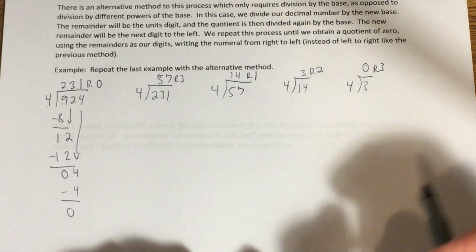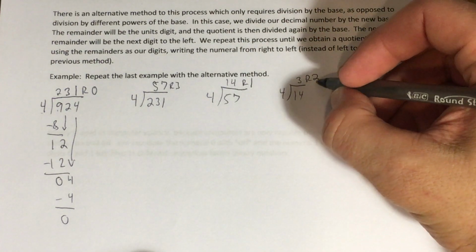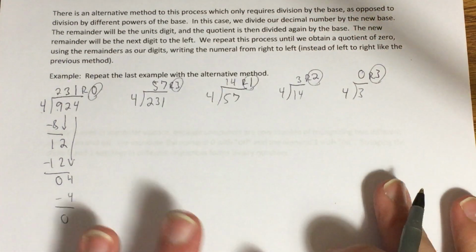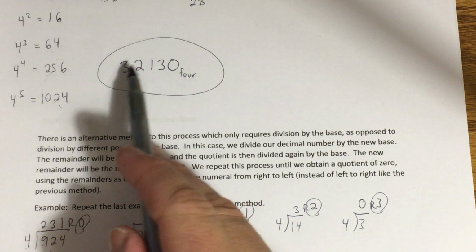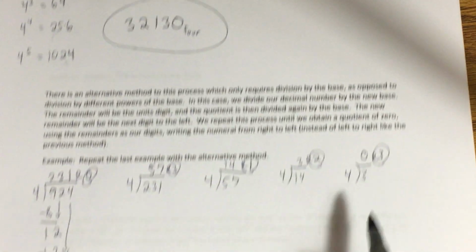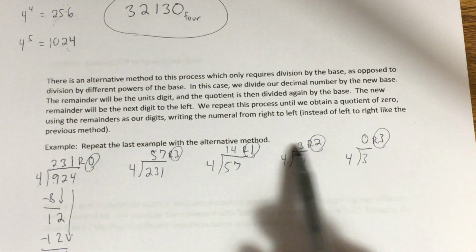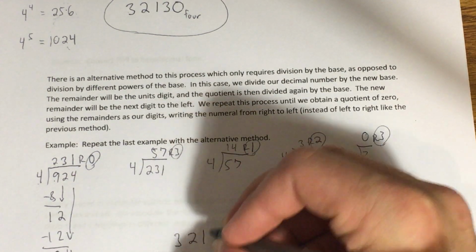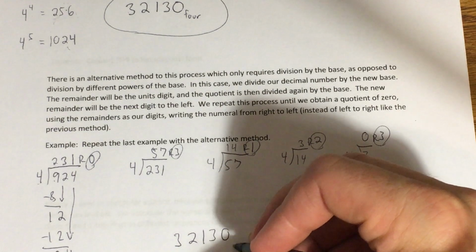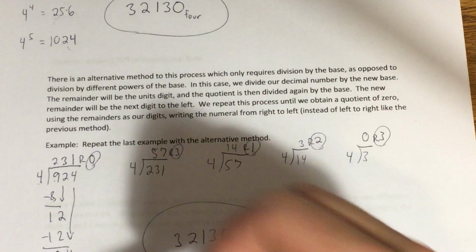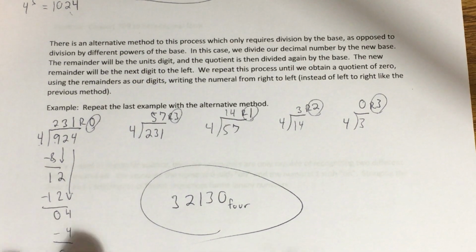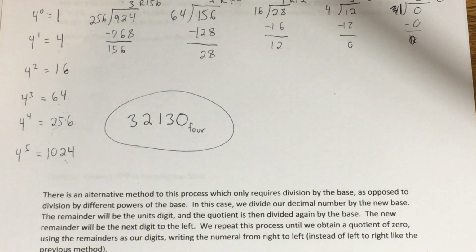Now, look at the remainders. 3, 2, 1, 3, 0. Compare that to our answer. 3, 2, 1, 3, 0. If I read these from right to left and then write them in reverse order, 3, 2, 1, 3, 0, I got the correct base 4 numeral for that 924 that was originally in decimal. I got the same answer as we were expecting.